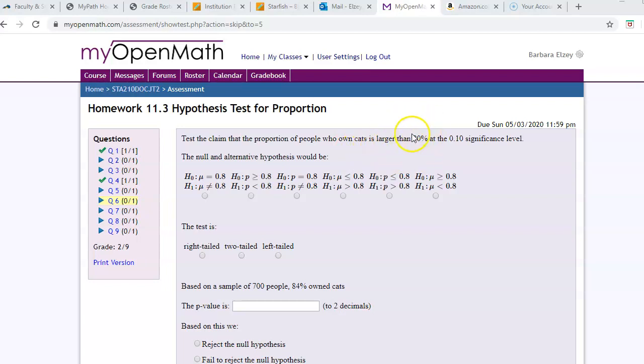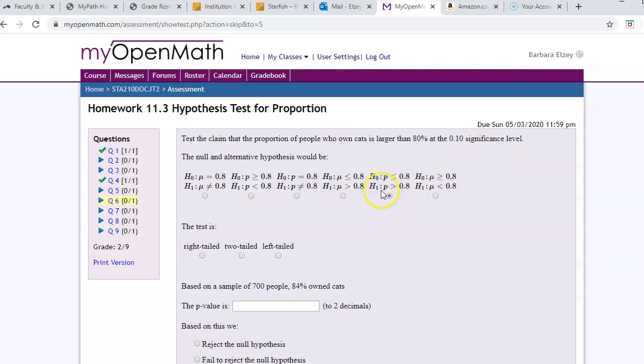We'll always have this 80% expressed as a decimal, so we're looking for 0.8, and larger than tells us the alternate is going to be a greater than. So let's look for P greater than 0.8 in our alternate hypothesis. Okay, so that is going to be this one right here, P greater than 0.8. 0.10 is our alpha. That's our significance level. So we'll just keep that in mind for later.